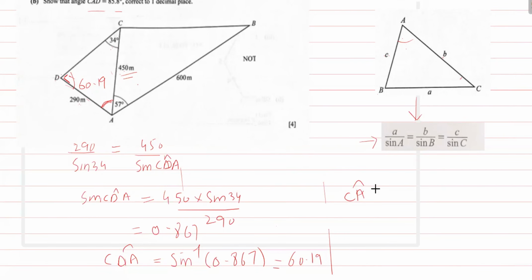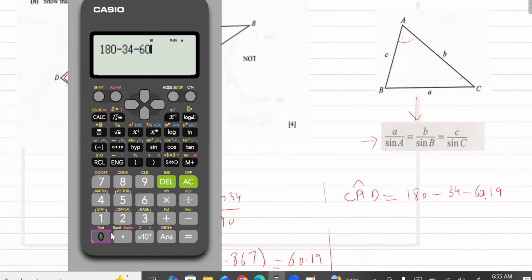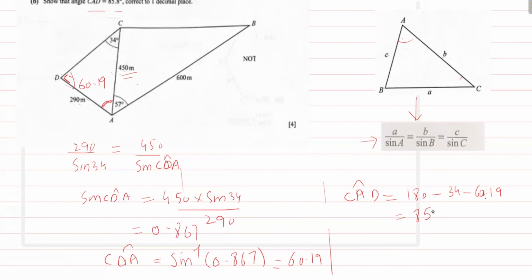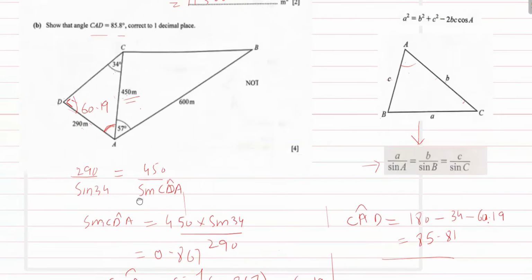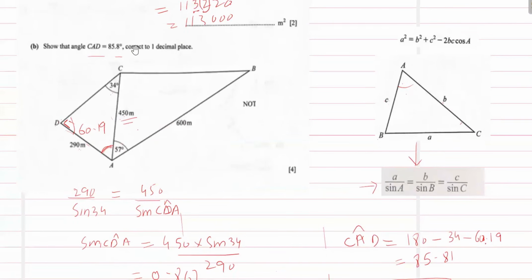CAD will be equal to 180 minus 34 minus 60.19, and this value will be equal to 85.8, and this is the value we have to prove. The angle CAD is 85.8, and this is the solution.